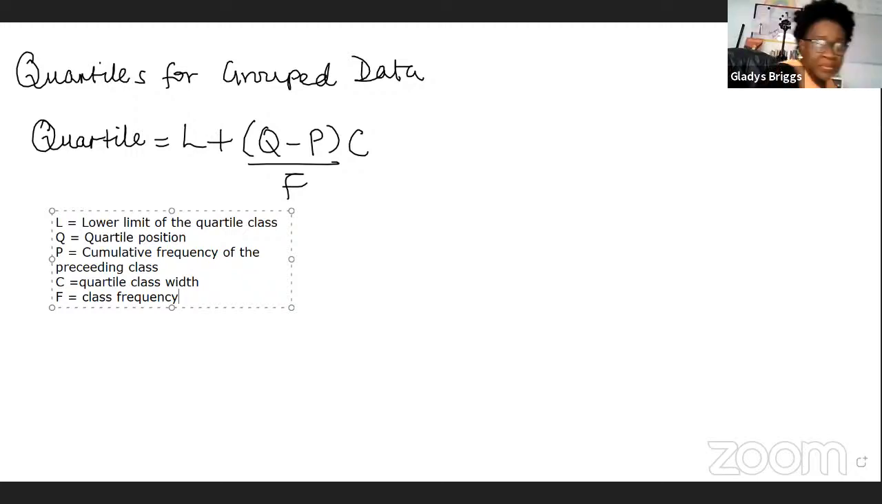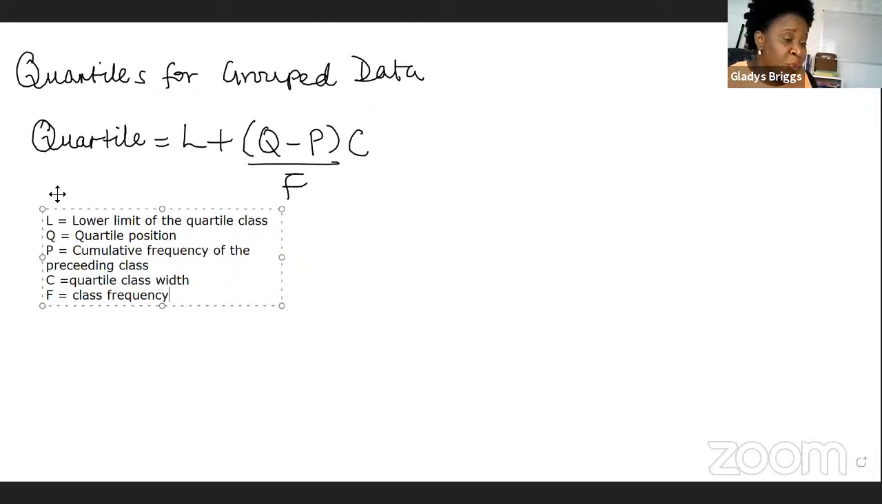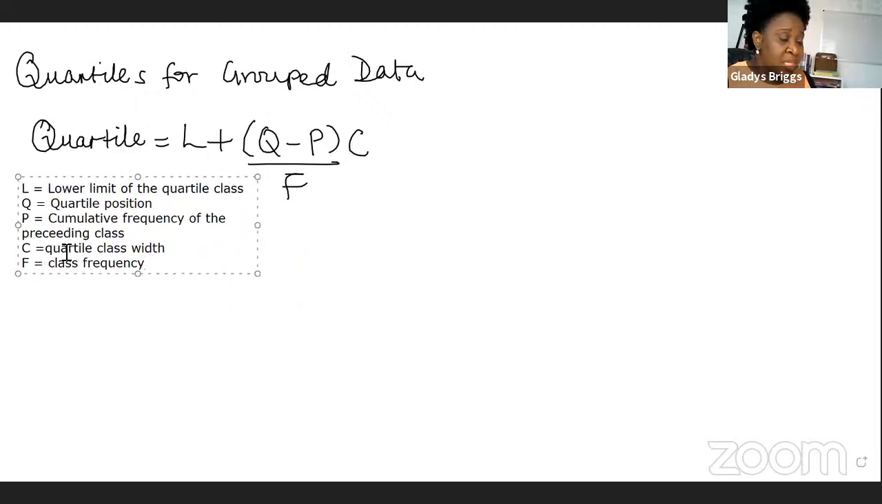Okay, so you must have spotted a couple of things in the formula. You're talking about quartile position here, and I'm going to explain what that means in a minute. You're talking about cumulative frequency, and you already know what that means. You're talking about quartile class width and class frequency. So to be able to do this, we have to find out what those things are first.